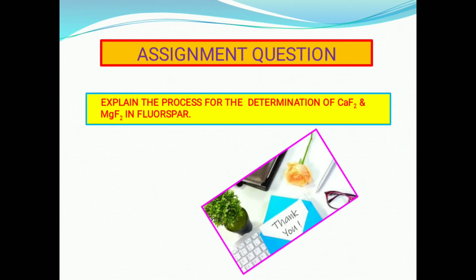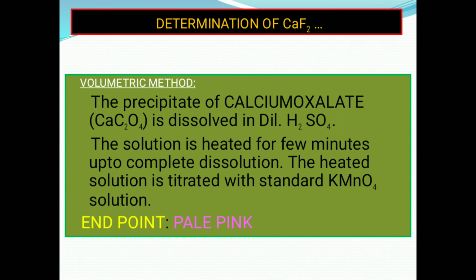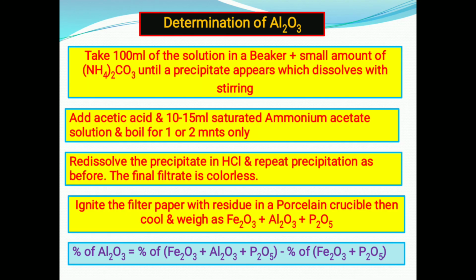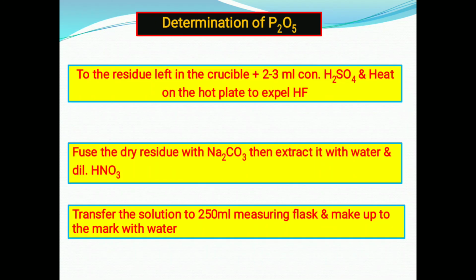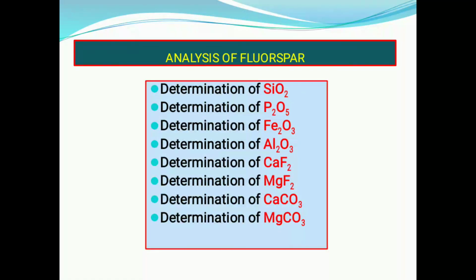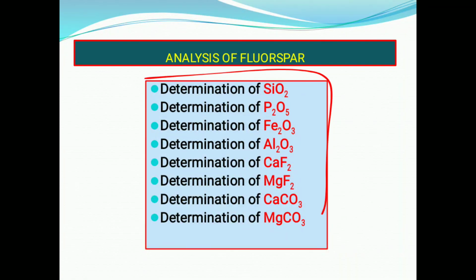So this is the information related to the analysis of fluorspar. So assignment question: explain the process for the determination of calcium fluoride and magnesium fluoride in fluorspar. Just recall it. Analysis of fluorspar. So for the analysis, we need to determine all these constituents.